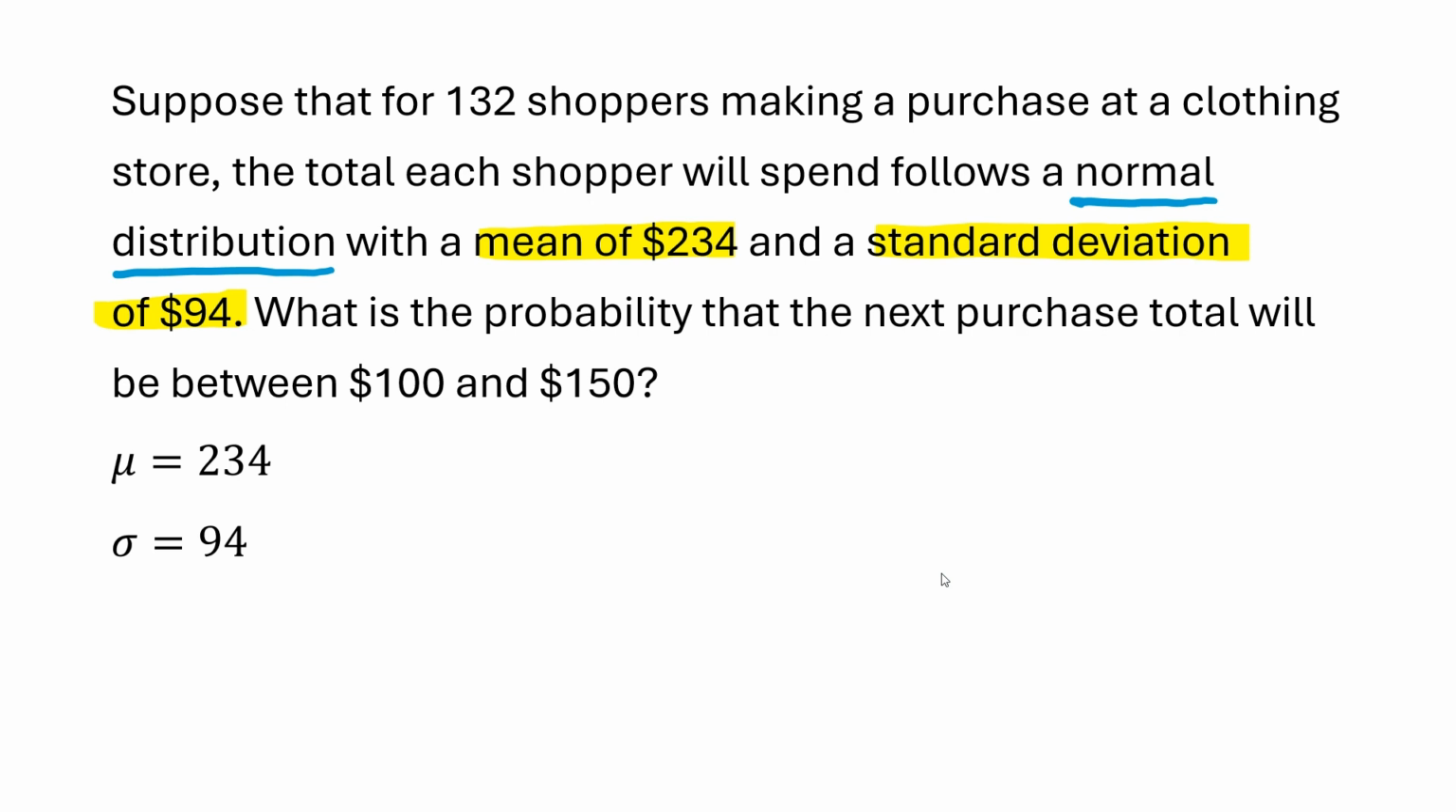Now, the probability question we're going to address, now that we know the distribution, the mean, the standard deviation, is what's the likelihood that the purchase total will be between $100 and $150? So then I just catalog that as well below, extracting the information from the word problem, have it next to me, and I'm going to head to Rguroo to actually get the probability for this.